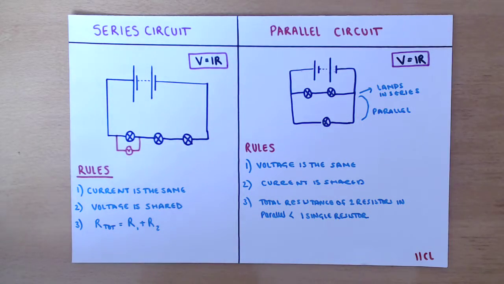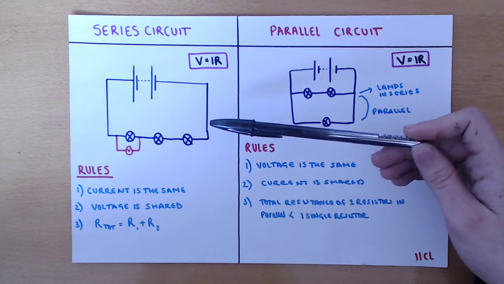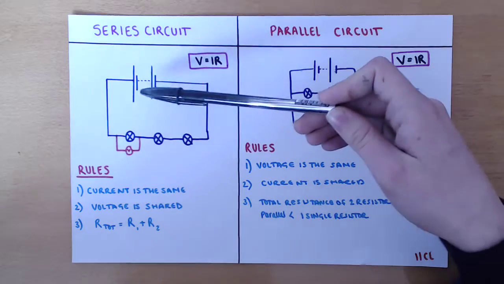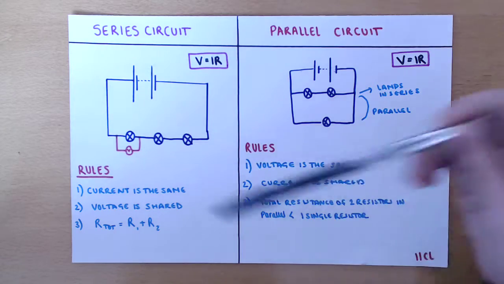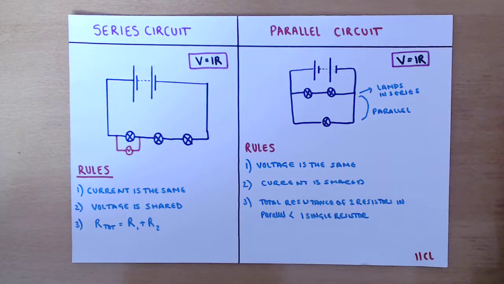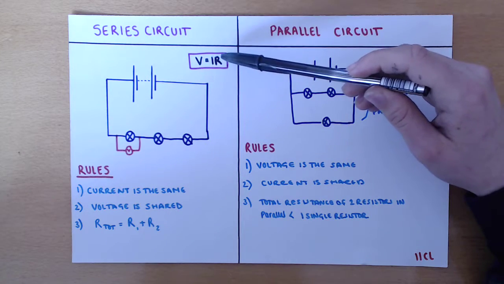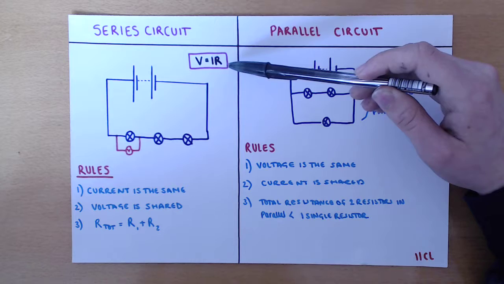We're going to have a recap on series and parallel circuits. So let's start with a series circuit. This is what a typical series diagram looks like. You have your battery and then you have your 3 lamps in series with your voltmeter in parallel to your bulb. What's important to note here is this equation: V is equal to IR.